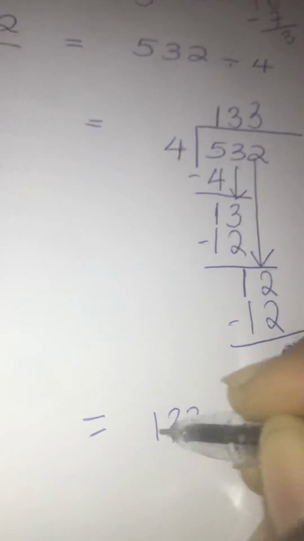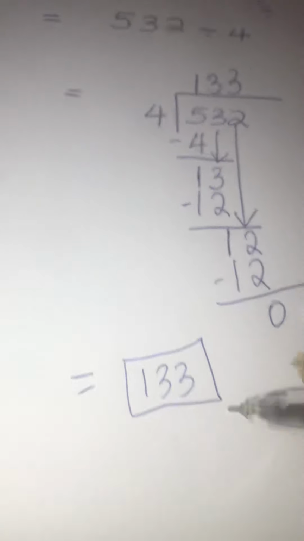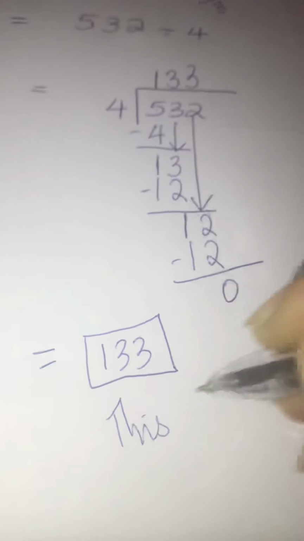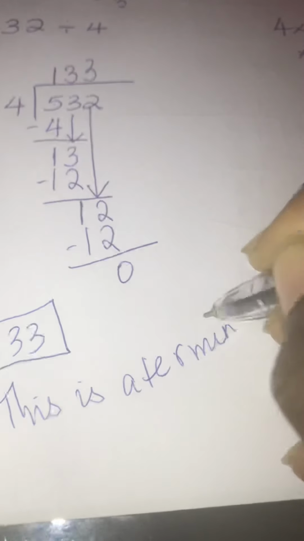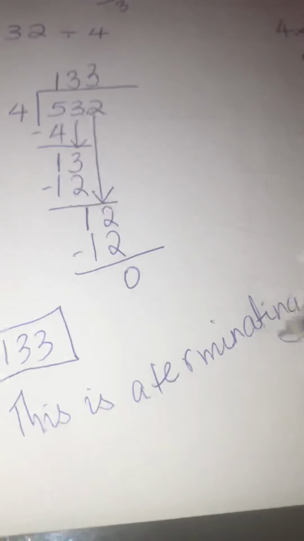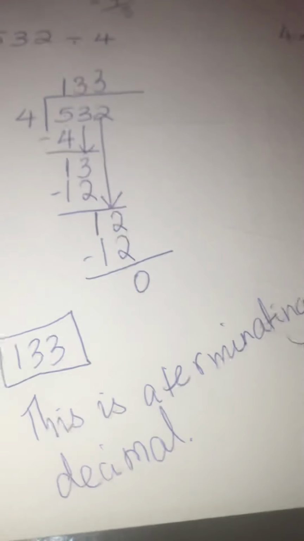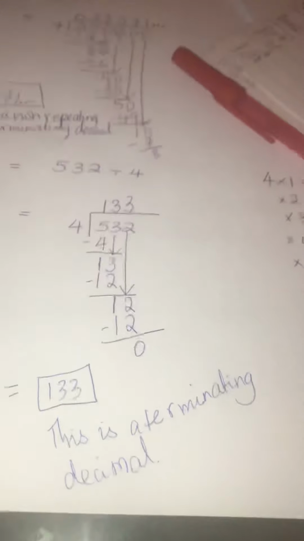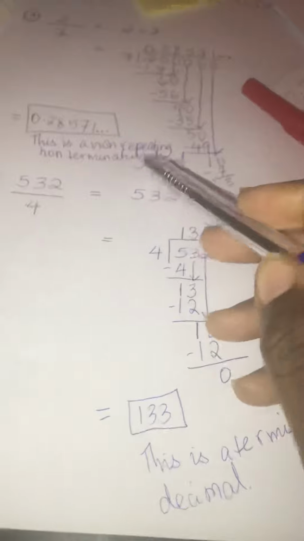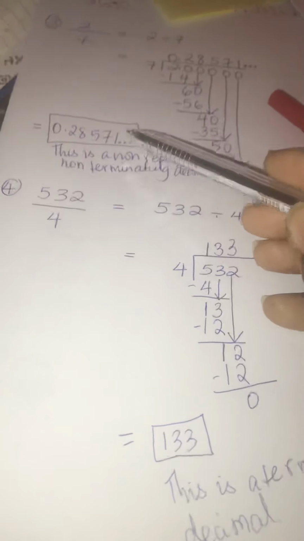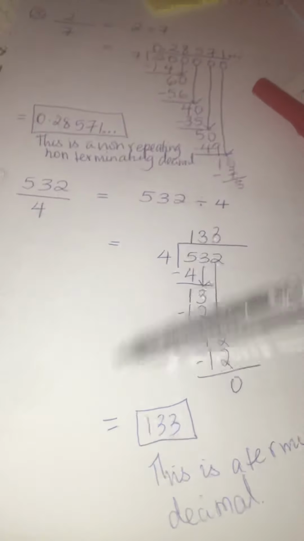So our answer is, and this is a terminating decimal. Okay? So I have shown you how to do long division. I have also shown you how to label your decimals. Okay?